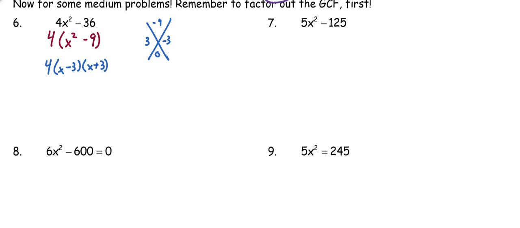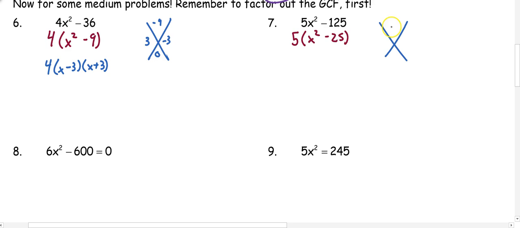Number 7, both numbers are divisible by 5. So I'm going to factor out a 5, and I'm left with x squared minus 25. We already did this earlier. Two numbers that multiply to negative 25 and add to 0 are 5 and negative 5. So I have 5 times (x plus 5) times (x minus 5).